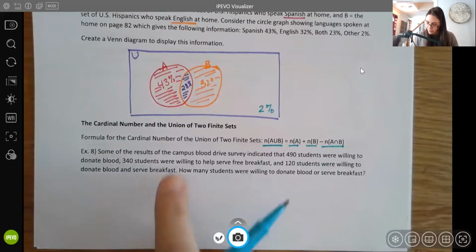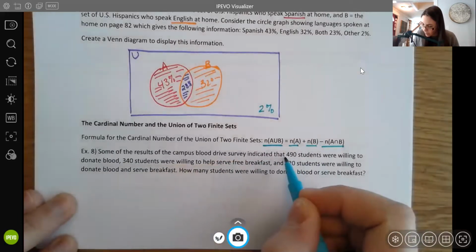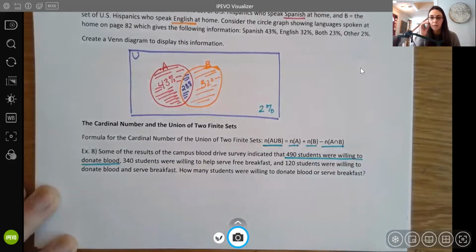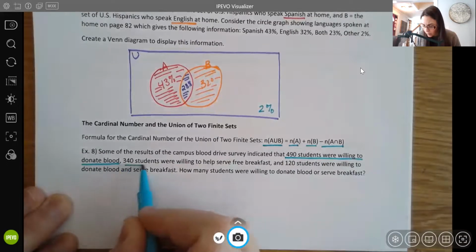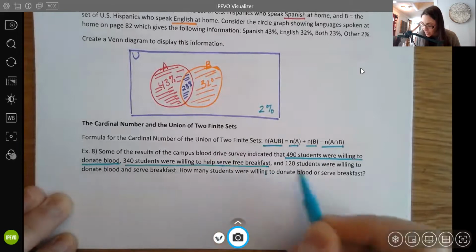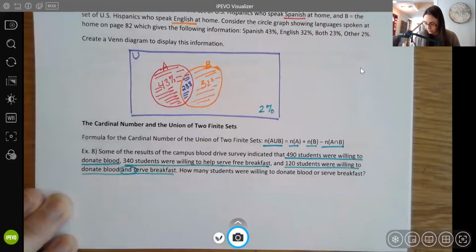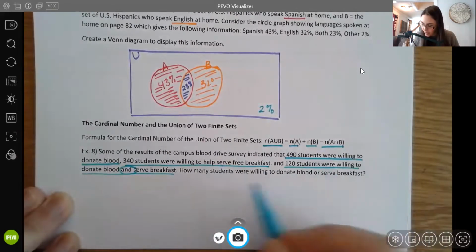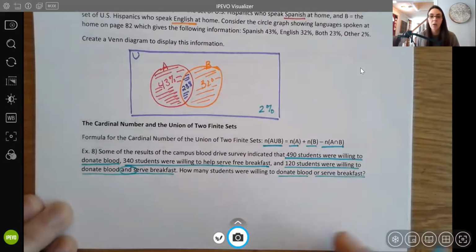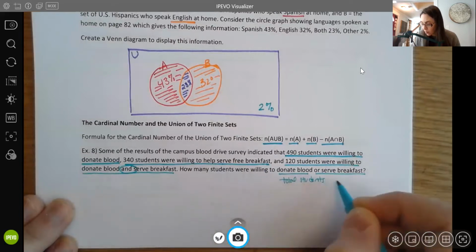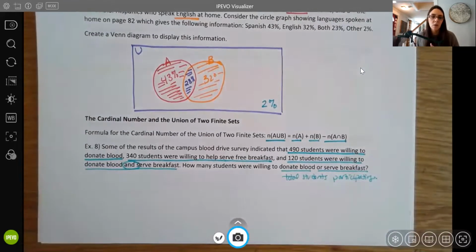So some of the results of the campus blood drive survey indicated that 490 students were willing to donate blood. So going back to that survey on campus for those who are willing to help out with the blood donations, 340 students were willing to help serve free breakfast, and 120 students were willing to donate blood and serve breakfast. So how many students altogether were willing to donate blood or serve breakfast? So really I'm looking here for sort of the total students participating. That's really what I'm trying to find, right? The total students who are participating.